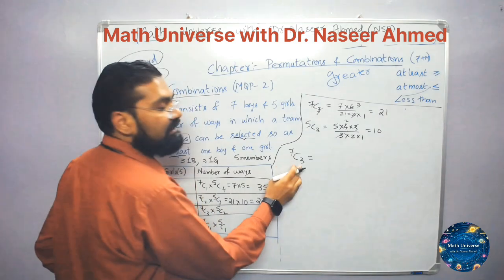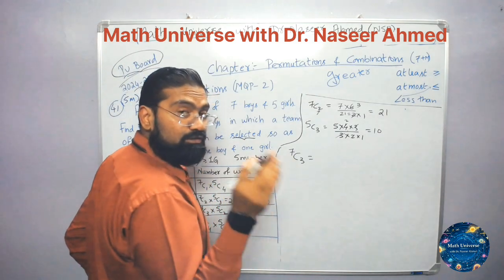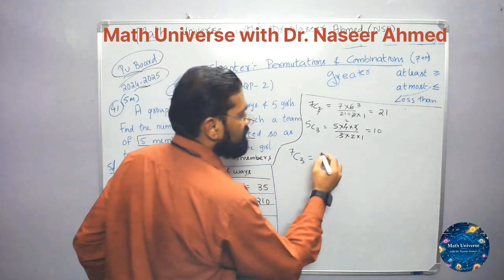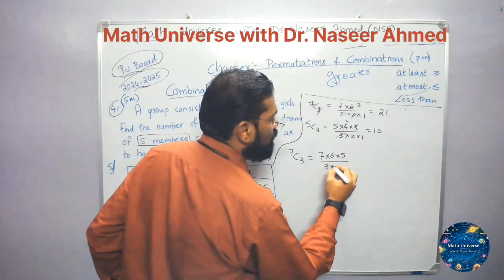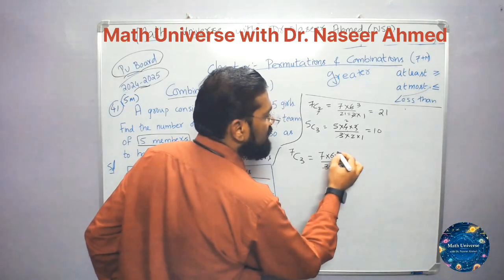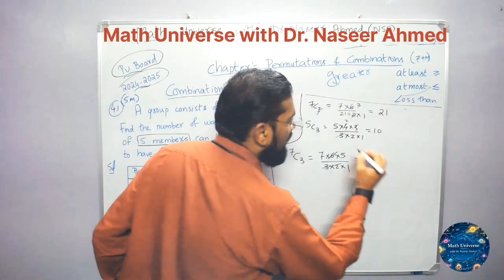7C3. Here 7 and 3. Start with 7, then take 3 consecutive numbers starting from 7. So 7, then 6, then 5, divided by 3 into 2 into 1. 3 2s are 6, gone. 7 5s are 35.